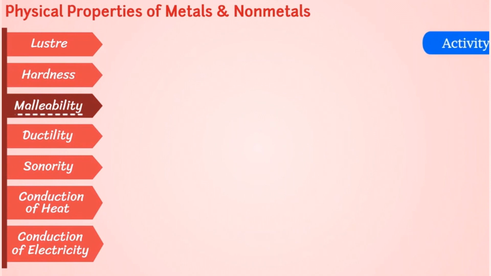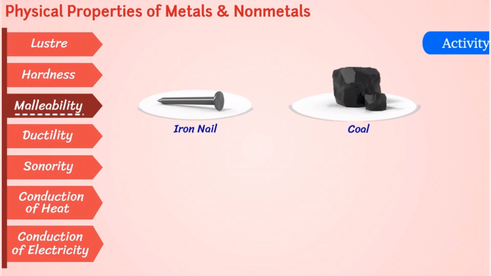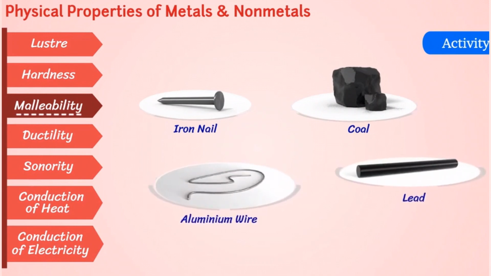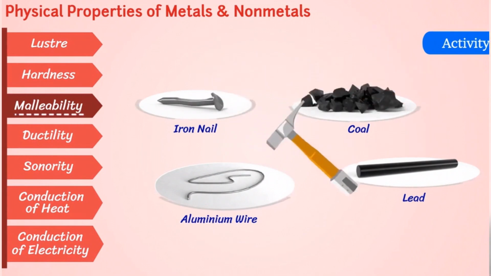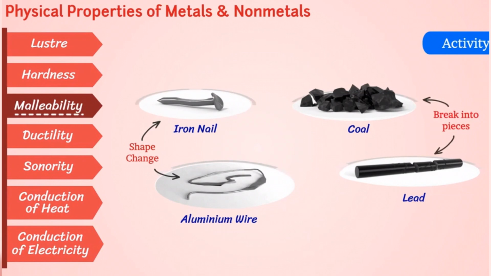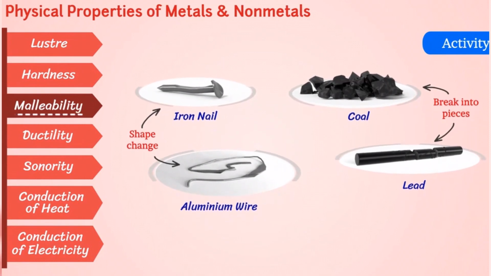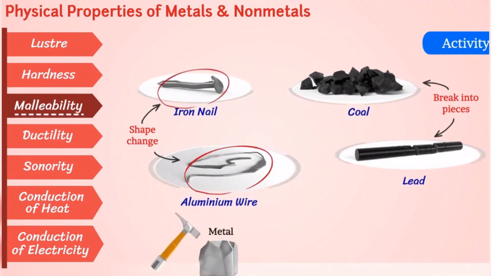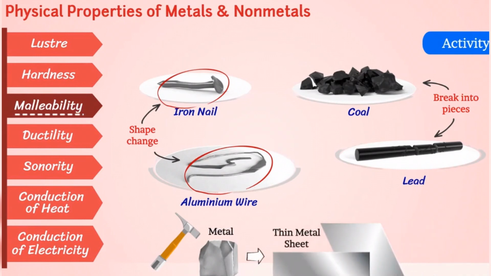Let's go to another property, which is malleability. We are going to carry out an activity. We have an iron nail, coal, aluminum, and lead. Let's try heating them. Yes, as you have seen here, for the iron nail and aluminum wire, once you hit them, they change shape. But for the coal and lead, once you hit them, they break into pieces. That is because the iron nail and aluminum are metals, while the coal and the lead are non-metals.